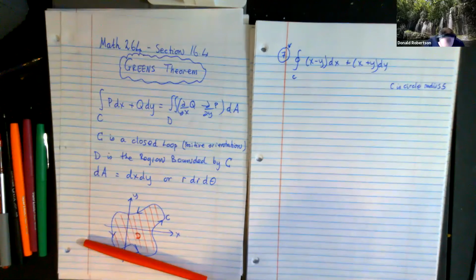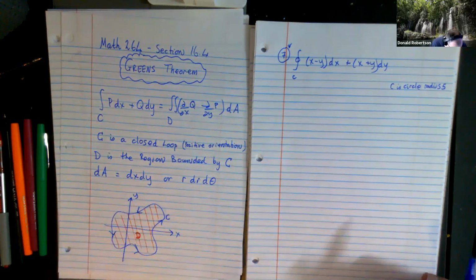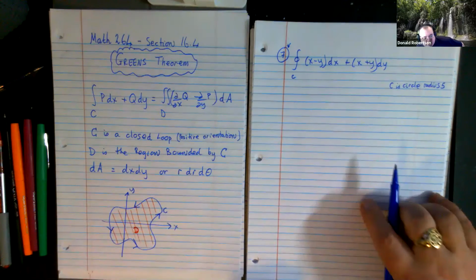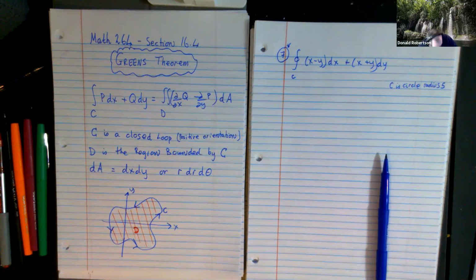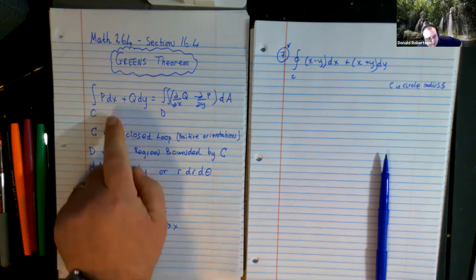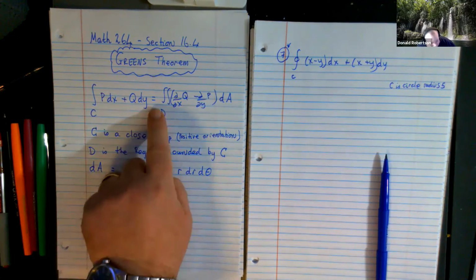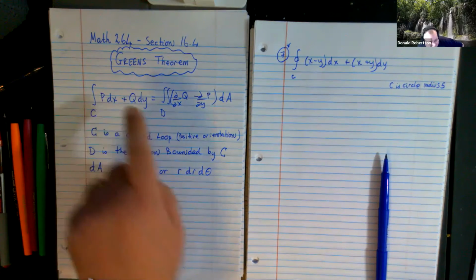Learn a little bit about mathematics. Today, we're finishing off 16.4, at least that's my goal. We're going to do Green's theorem, which is essentially a way of finding a closed loop line integral. One of the versions of it looks like this.